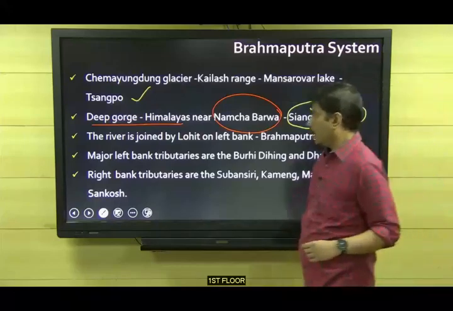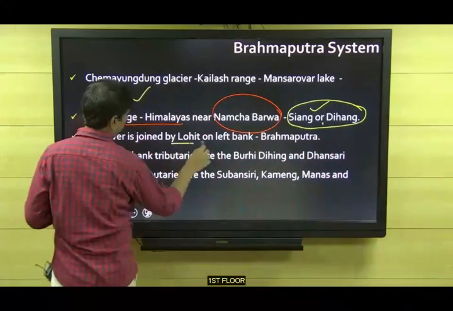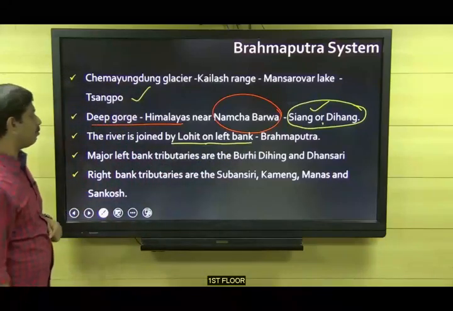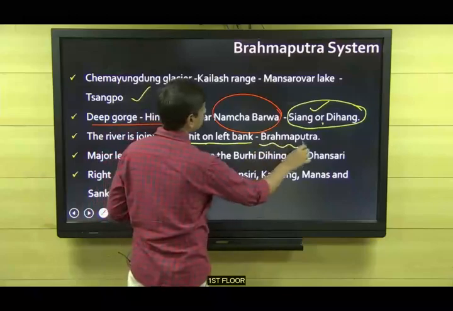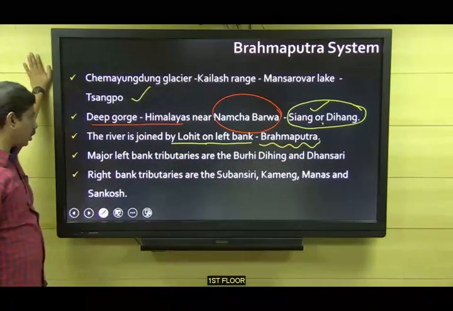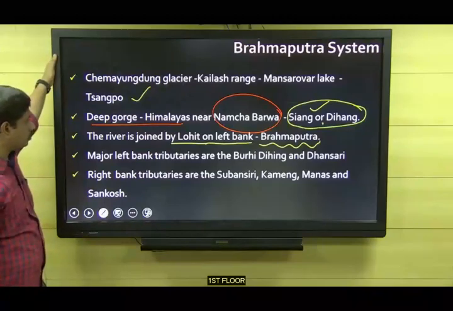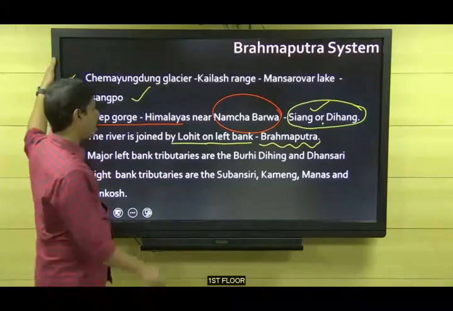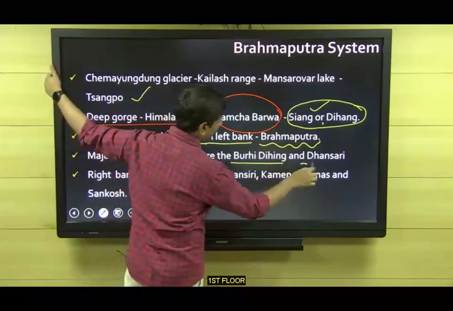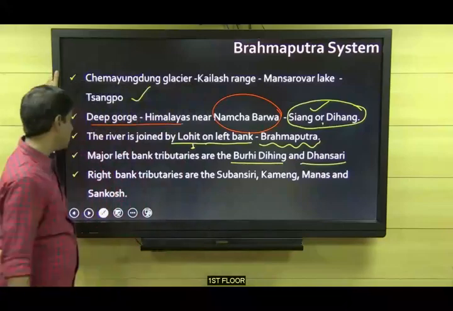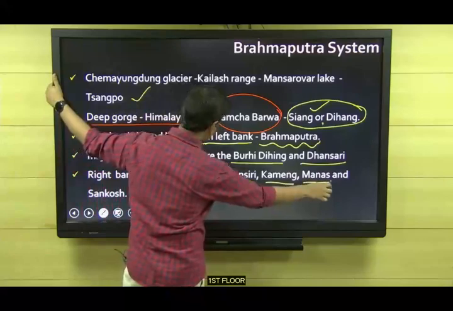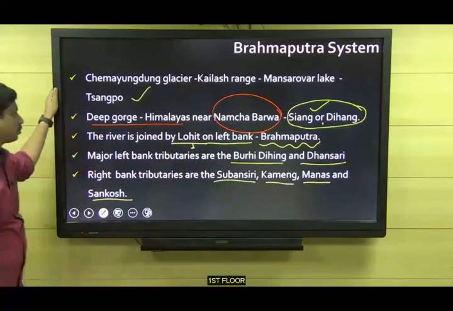After it joins the Lohit on its left bank, it is known as Brahmaputra. The name Brahmaputra is from the point where it joins the river Lohit. Major left bank tributaries are Lohit, Burhi Dihang and Dhansari. Right bank tributaries are Subansari, Kameng, Manas, Sankosh.